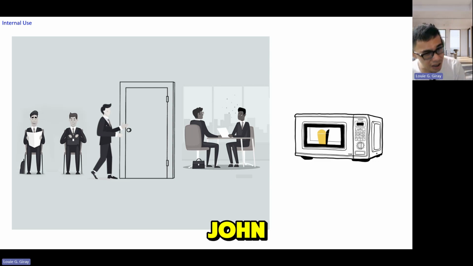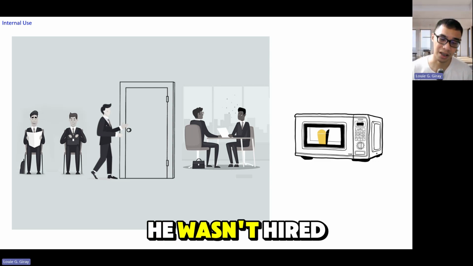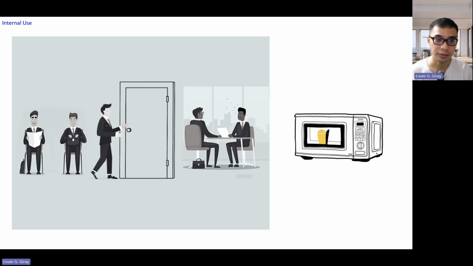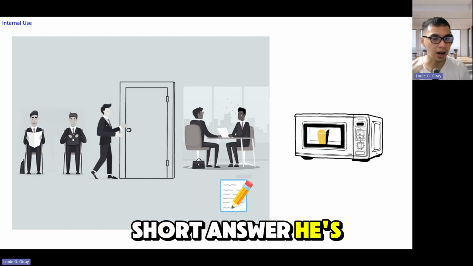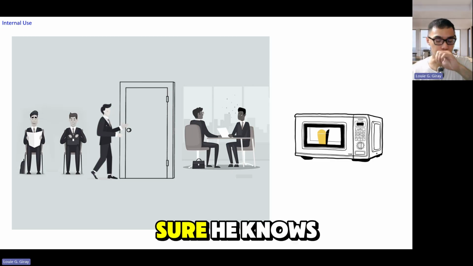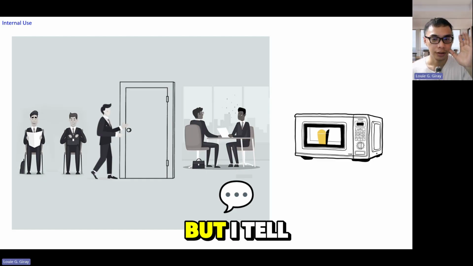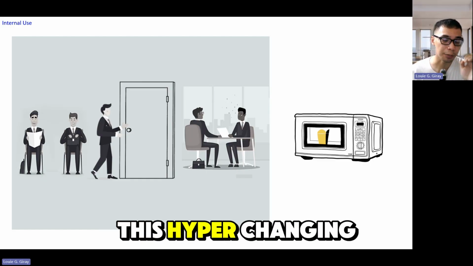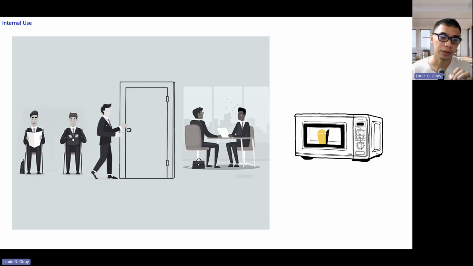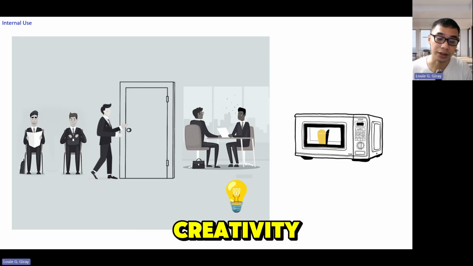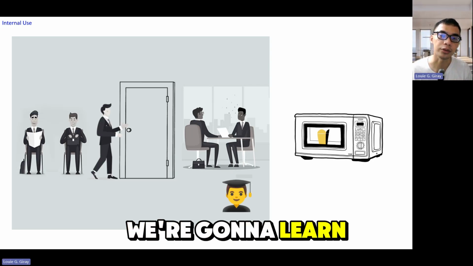Our main guy, John, he wasn't hired, unfortunately. But the big question is, why? Well, short answer, he's not creative enough. Sure, he knows what he's doing, but I tell you, intelligence won't get you that far, most especially in this hyper-changing world. Therefore, the lesson is to capitalize on creativity. And that's what we're going to learn today.